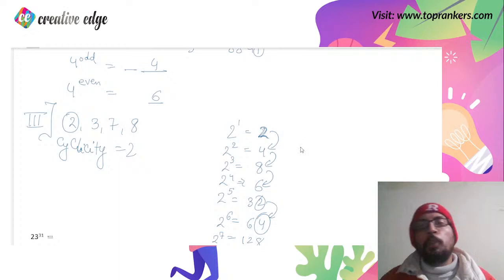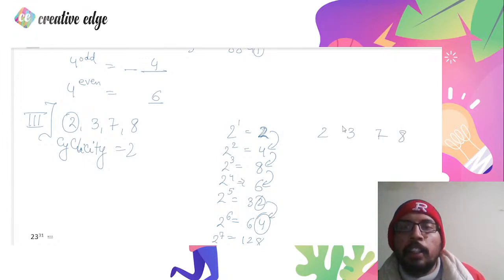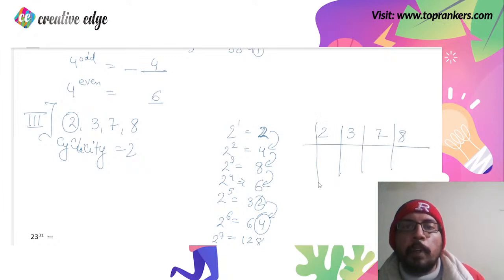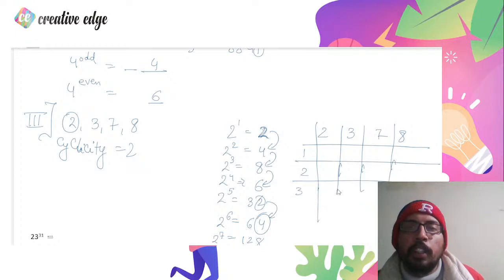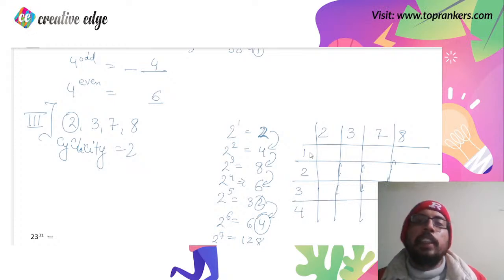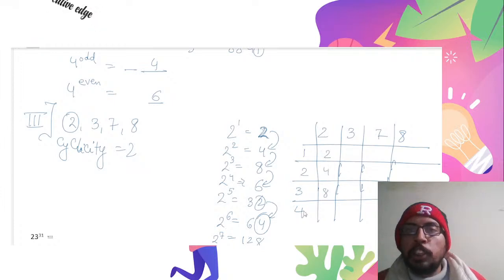So let me give you a quick review of all these numbers. I have the numbers 2, 3, 7 and 8, and I have to find the unit digits of each number. So I will be doing 2 raised to the power 1, 2, then 3 and then 4. I can see that 2 raised to the power 1 is going to be 2, 2 raised to the power 2 is going to be 4, 2 raised to the power 3 is going to be 8, and 2 raised to the power 4 is going to be 16, that is, unit place 6.